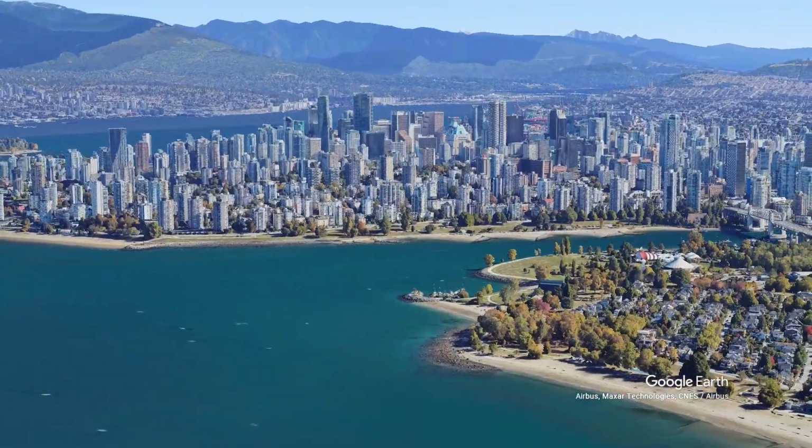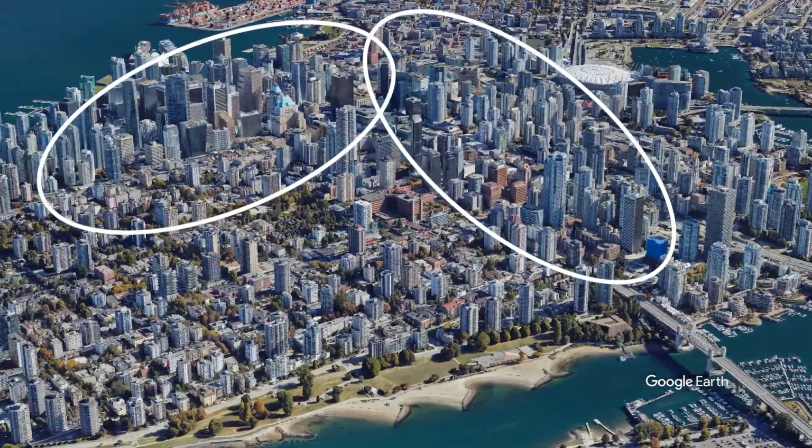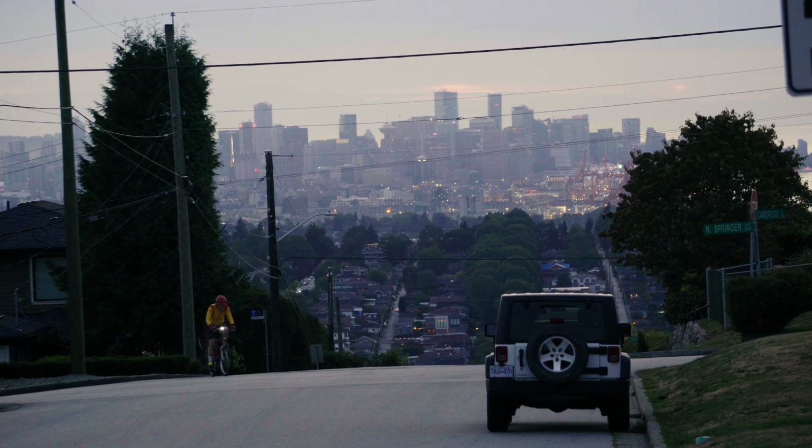Now if we head to Google Earth and take a look at Vancouver, we can see there's two distinct lines of skyscrapers that intersect in the downtown area. Next, we'll talk about the building height variation.